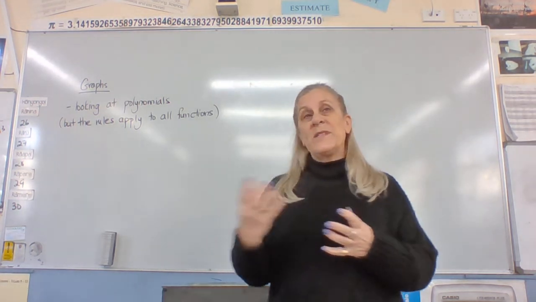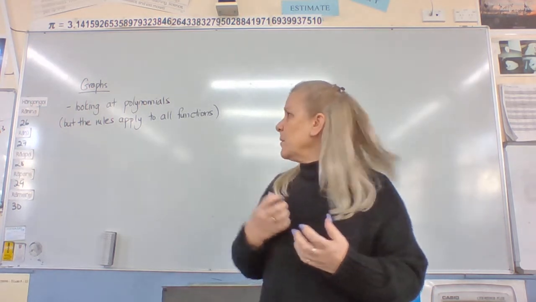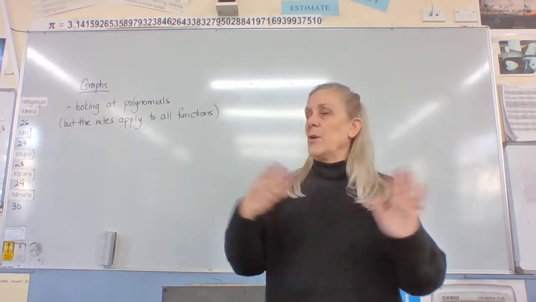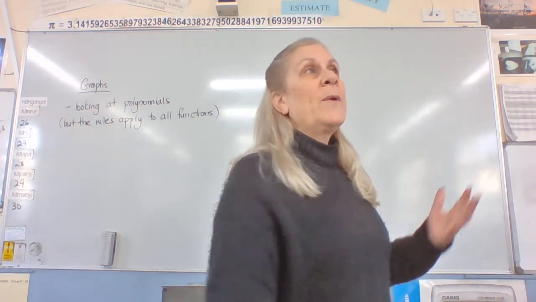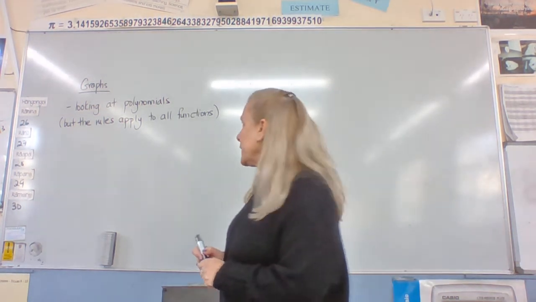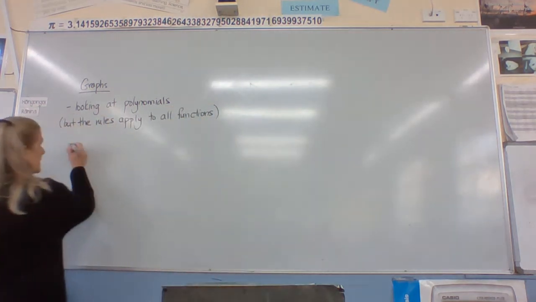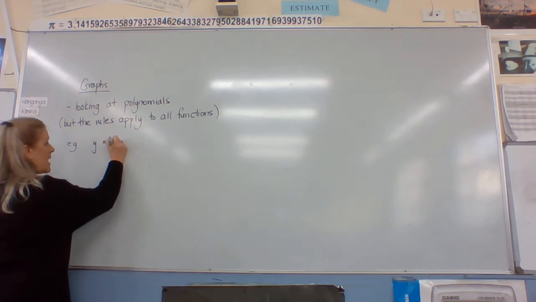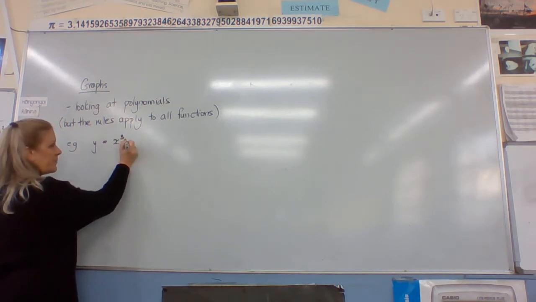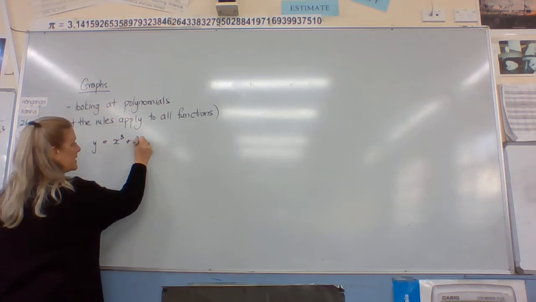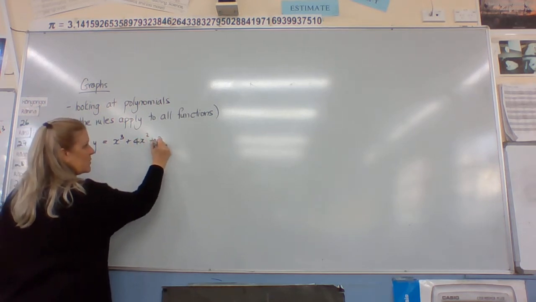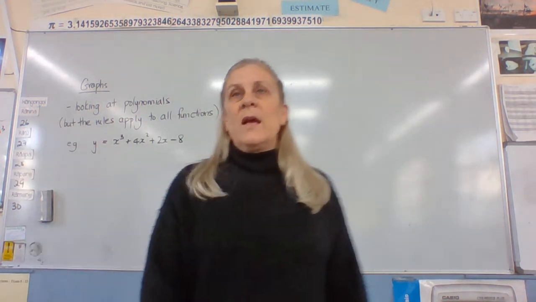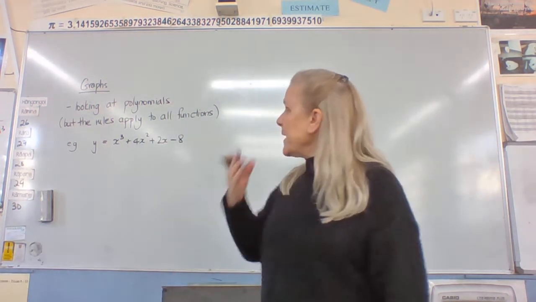So we're going to look particularly at polynomials, but whatever particular rules apply to any graph. All right, so let's have a look to start off with. If we have a polynomial, I'm going to go for a cubic, e.g. y equals x cubed plus 4x squared plus 2x minus 8. I don't know. Let's hope this one works. If it doesn't work, well, we'll discover some other things about it.